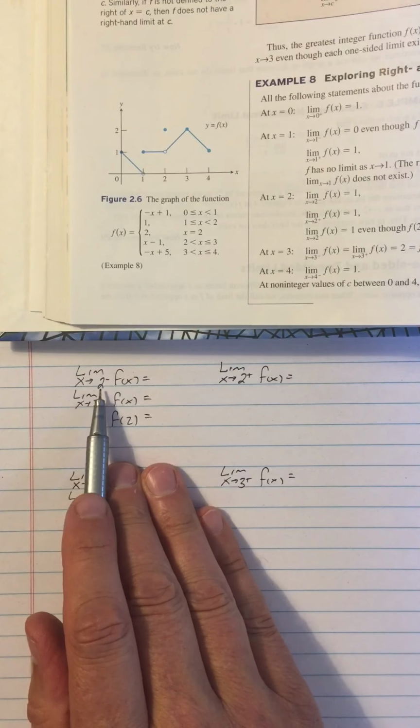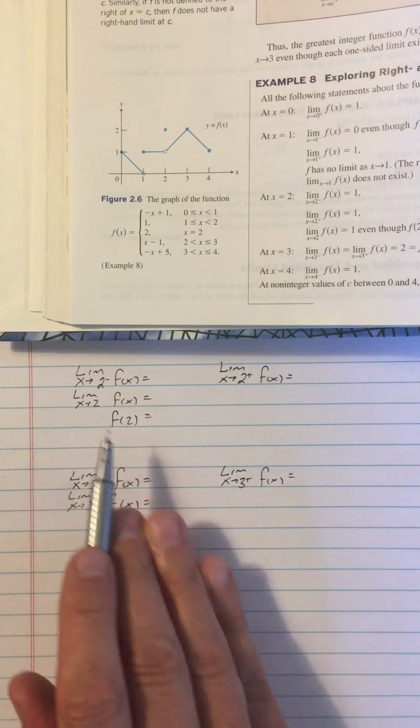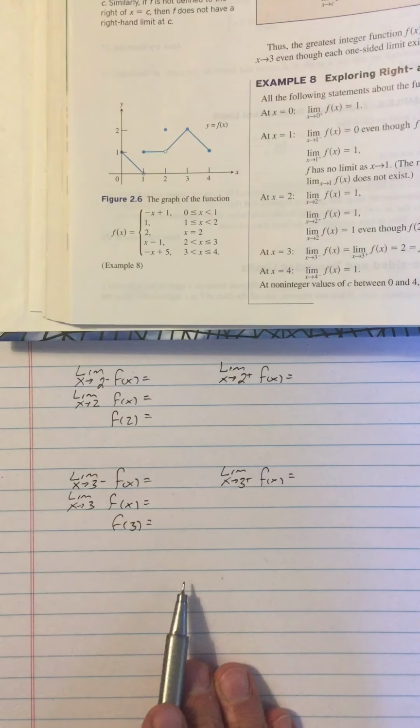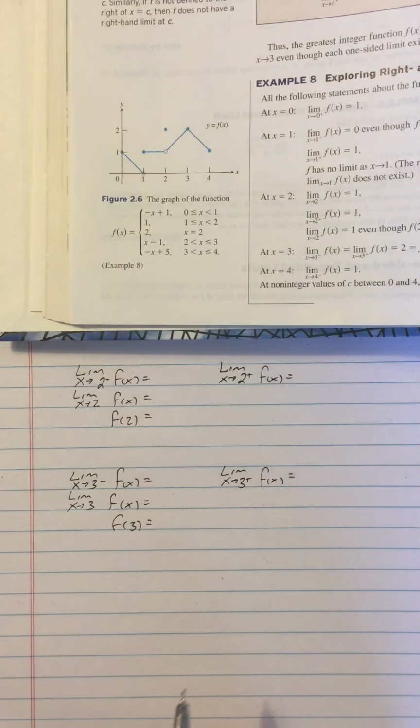What is the limit as x approaches 2 from the left? What is the limit as x approaches 2 from the right? What is the limit as x approaches 2? What is f of 2? And then same questions for 3. All right, so take a moment to answer those questions. We have 8 questions there. See if we can answer those 8 questions and then come back.